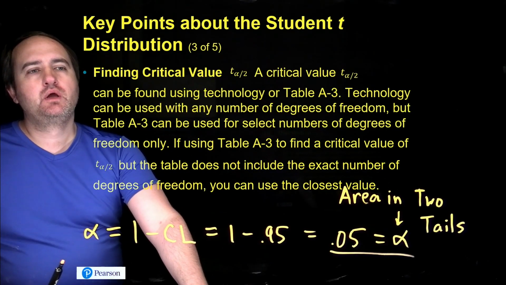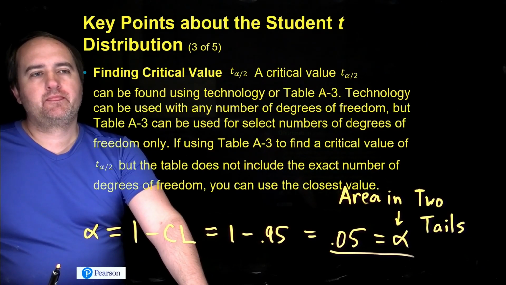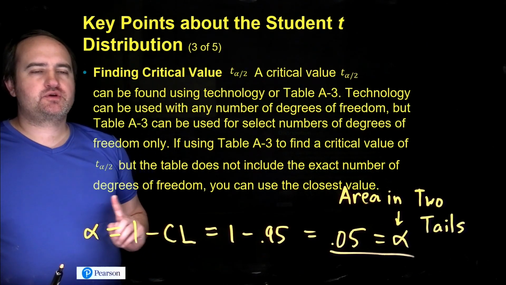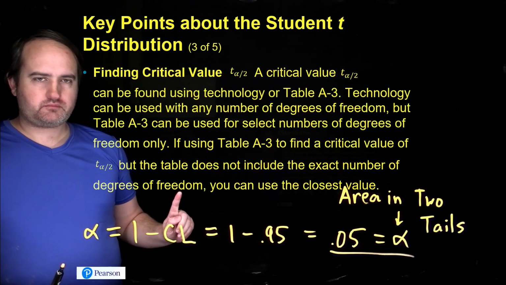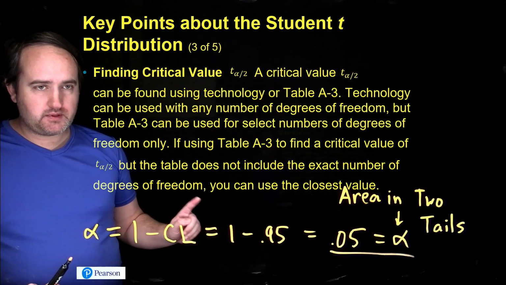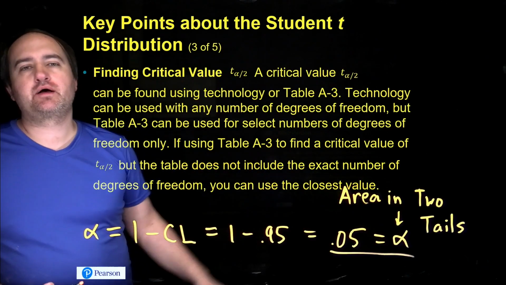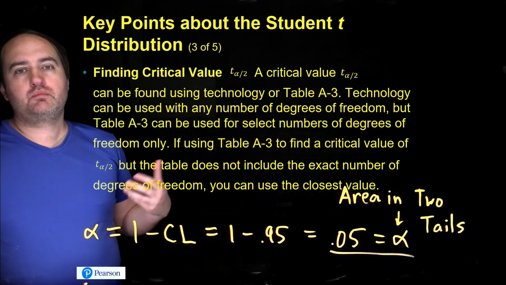Okay? So the thing is, if your degrees of freedom isn't in table A3, you can still just use the closest value and then work with that.